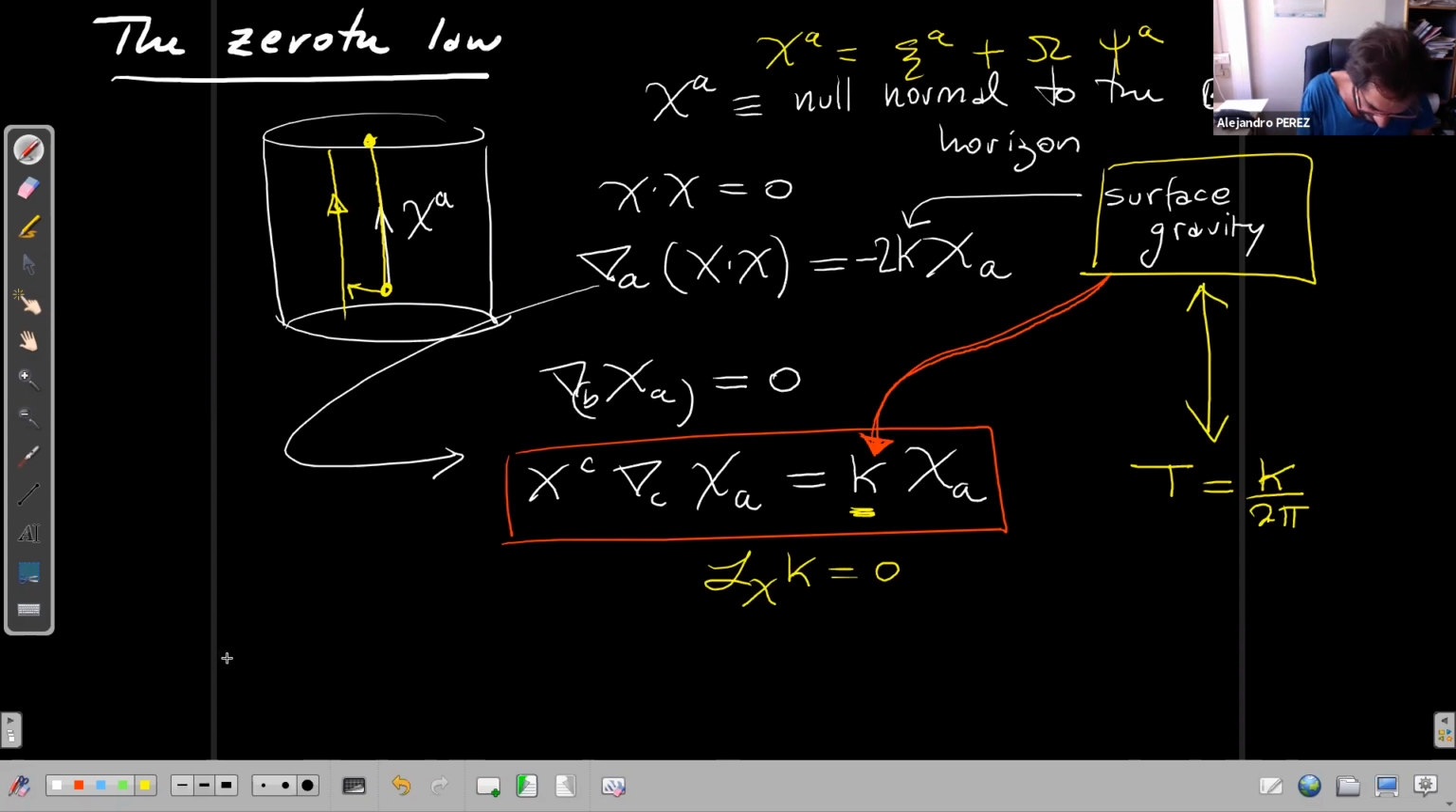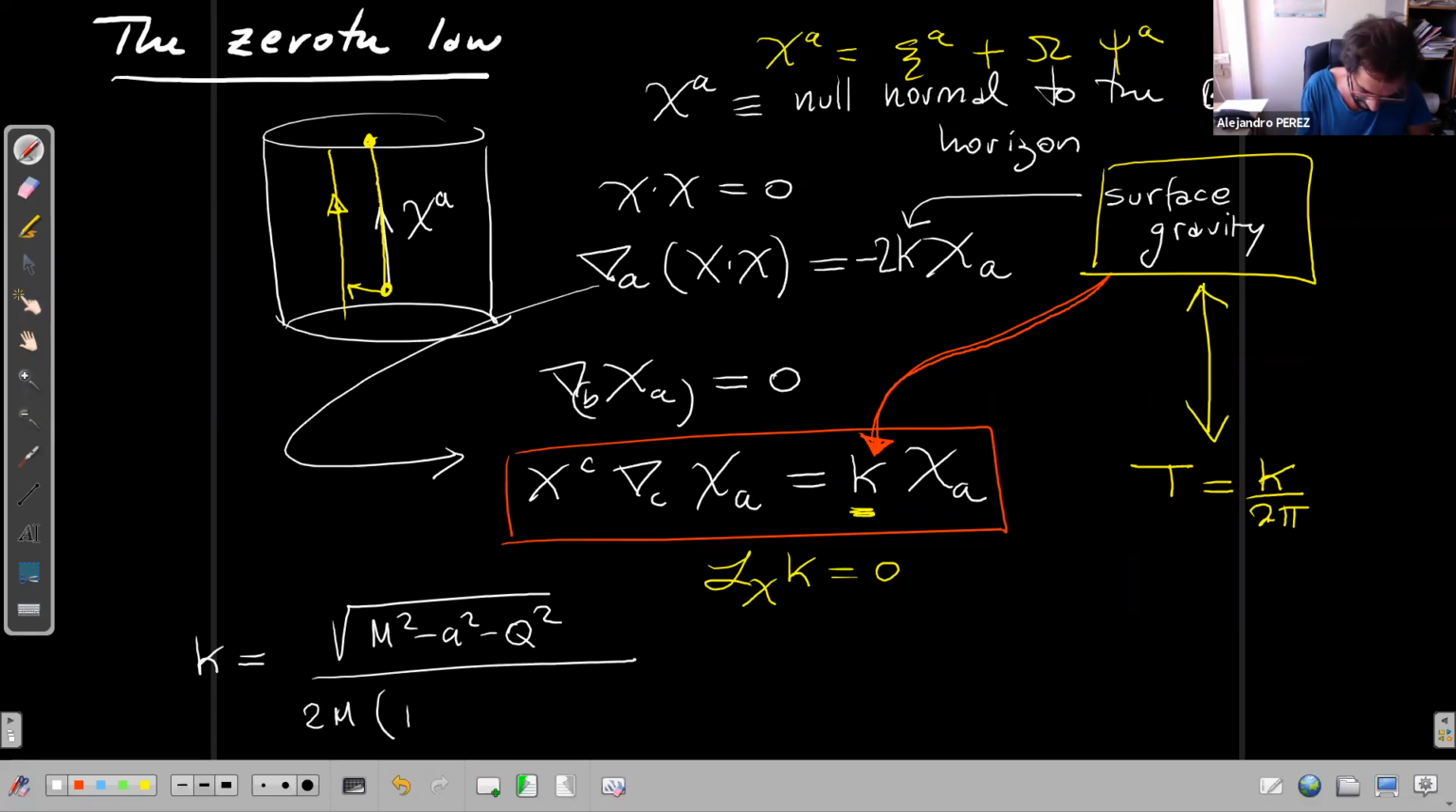Now, if you compute kappa explicitly, you find that it is given by square root of m squared minus a squared minus q squared, divided by 2m, which only depends on q, m, and a.